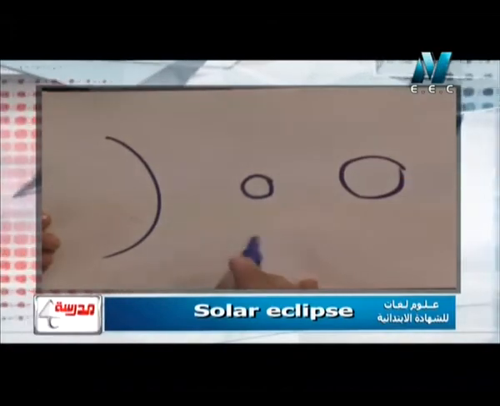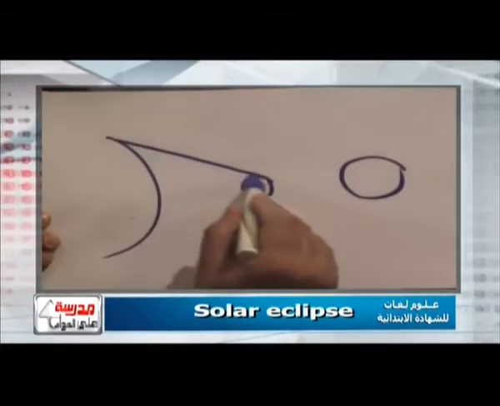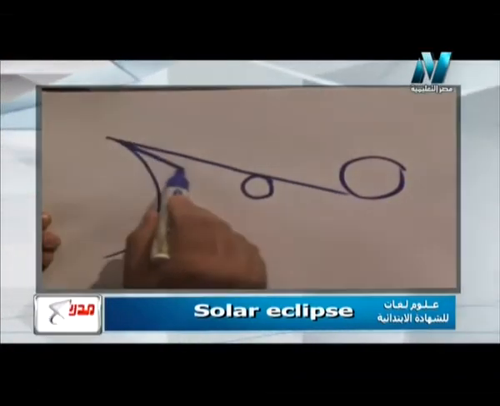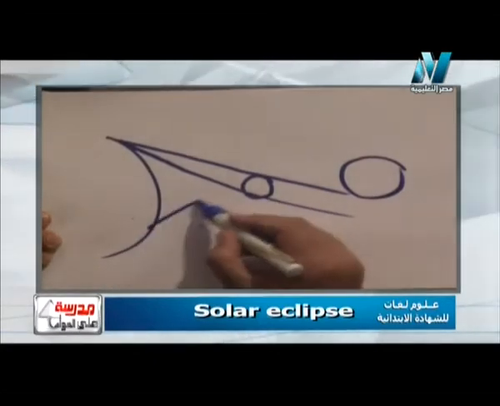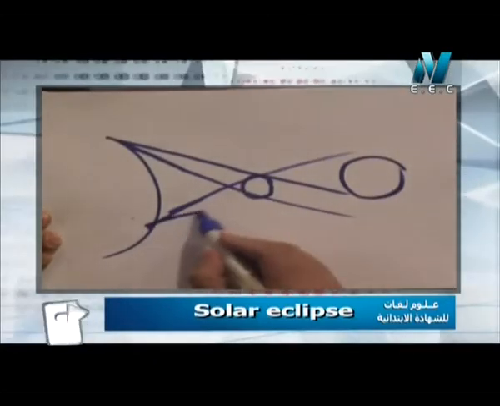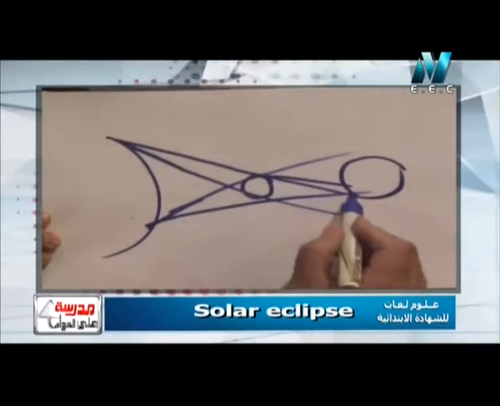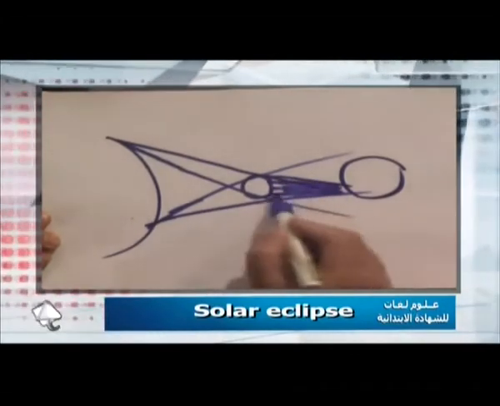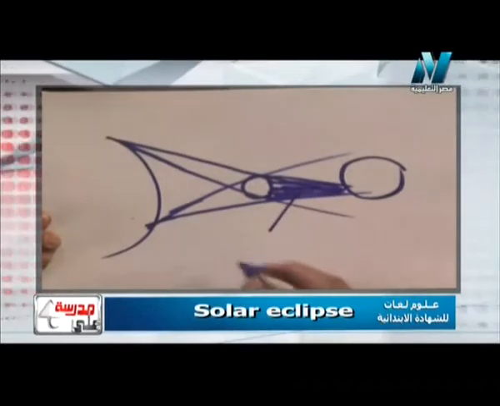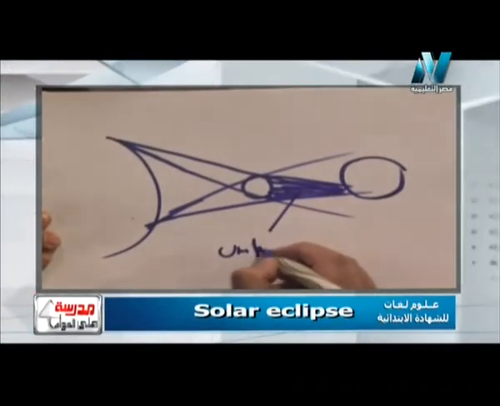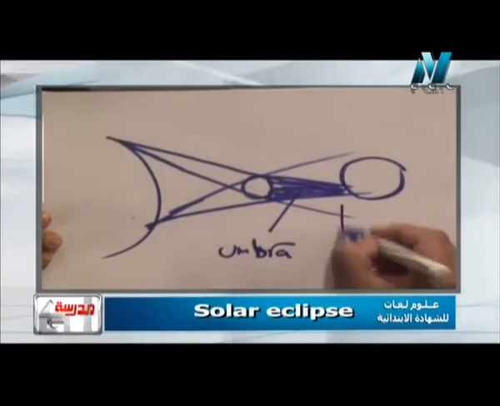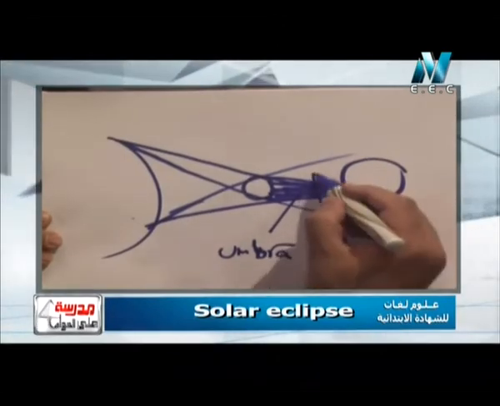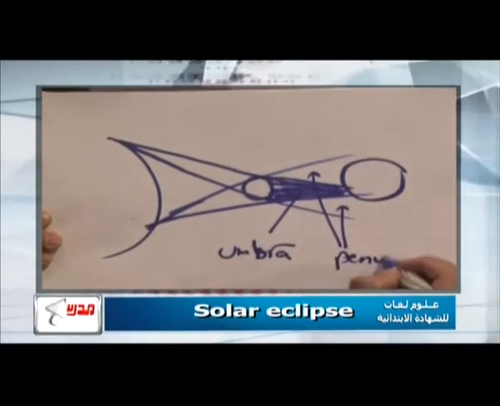What happened to the sunlight? It will travel in a straight line, as I said. Okay? Here it will travel in a straight line, and also a straight line here. So here I have three areas: area number 1, which is umbra, and area number 2 and number 3 at the same time, which are called penumbra.